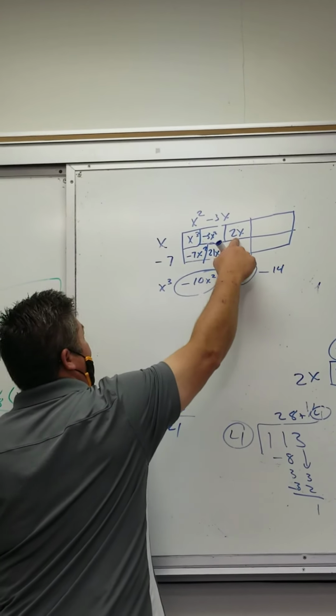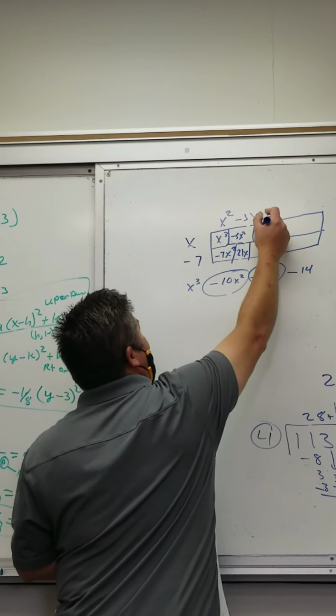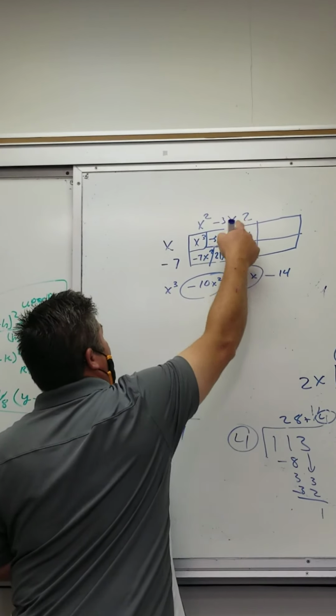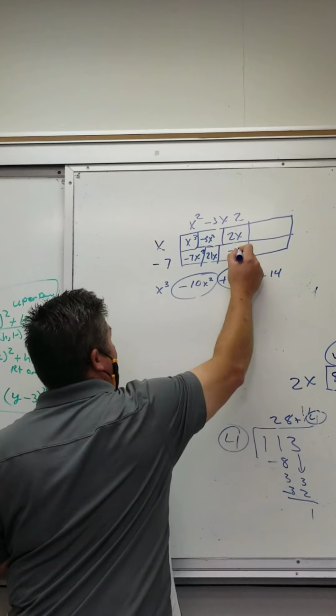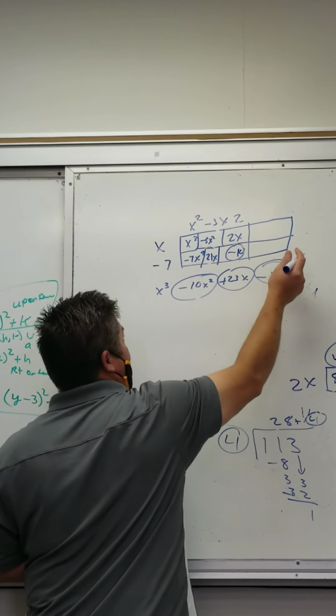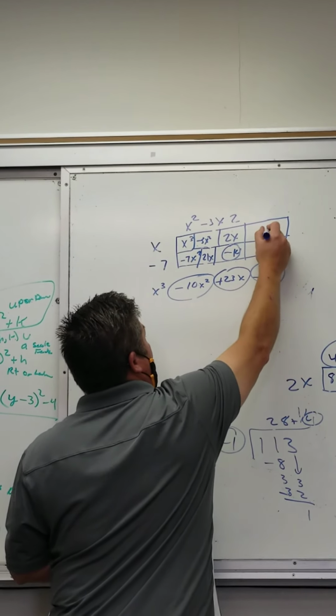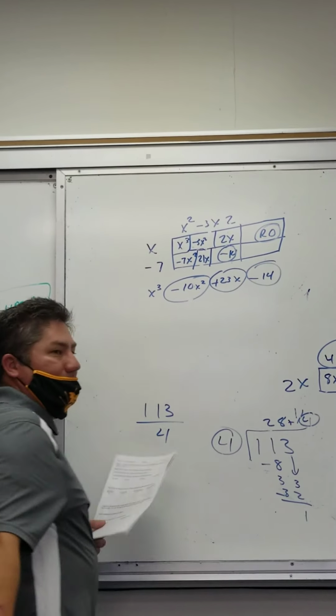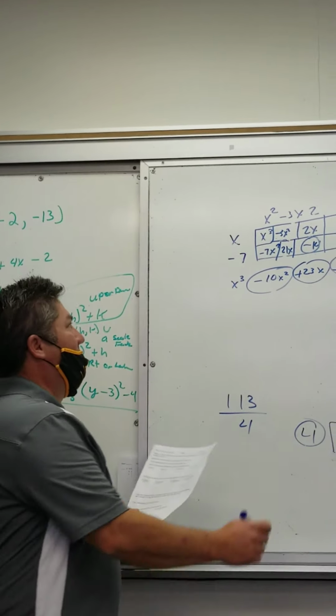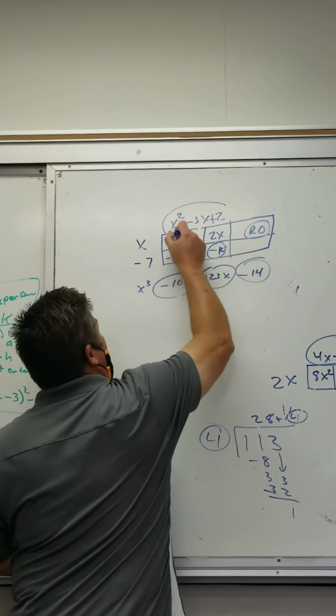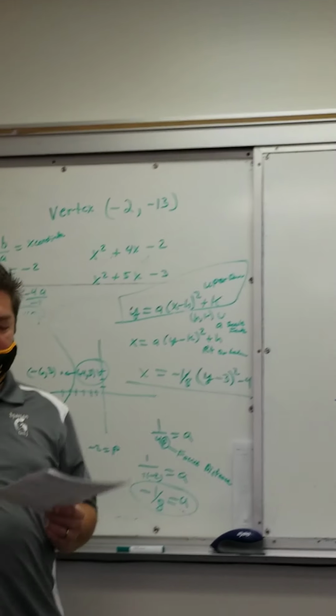X into 2x is 2. 2 times negative 7 is negative 14. If those match, do I need anything here? No, remainder is 0 again. What's my answer then? Whoa, slow down. X squared minus 3x plus 2.